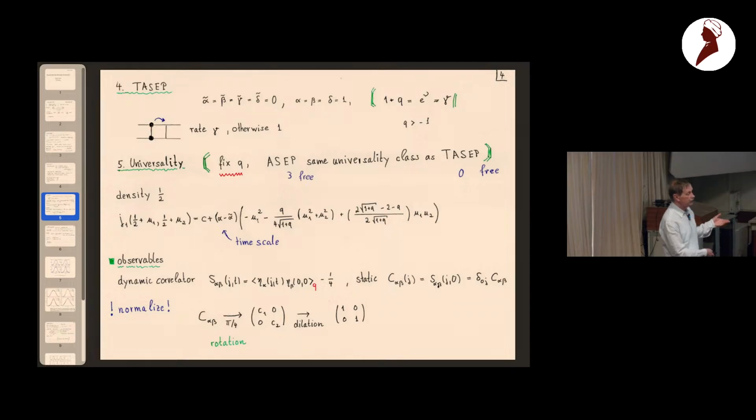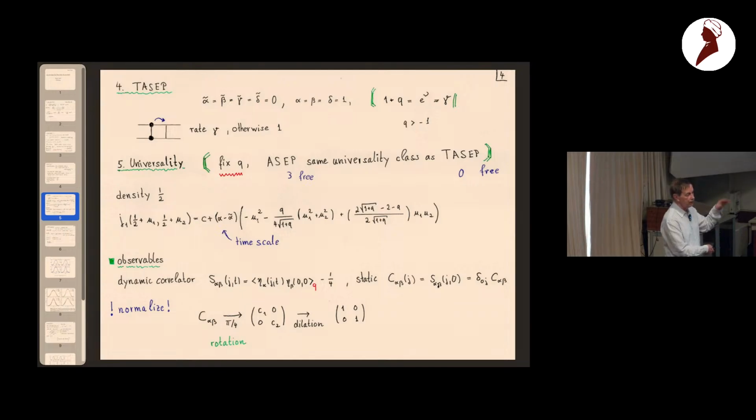So if you believe that the second order is already a good enough approximation to understand the long-time behavior, then this argument tells you that all the RCEPs must behave exactly like the TASEP.